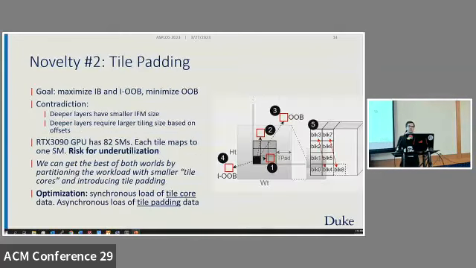The second novelty is called tile padding. There are two main reasons why we want to do this. Before I get into them, I would like to quickly define the types of offsets that you might encounter when performing this operation. The first one is in-boundary. In-boundary is when an offset is within the tile that you have loaded in shared memory, and so it's readily available for the cores to receive.